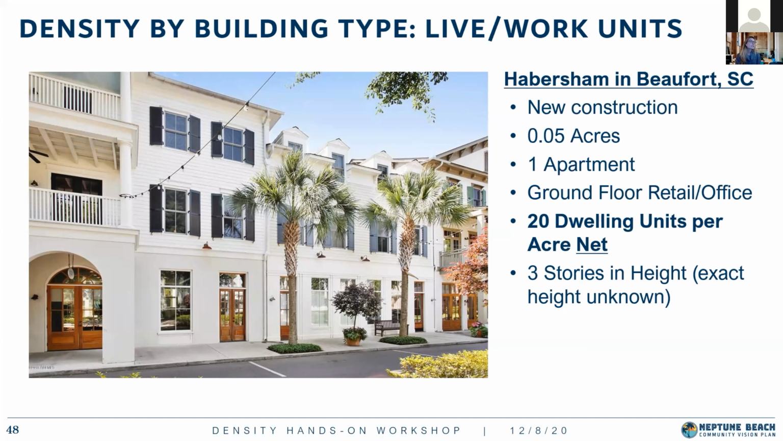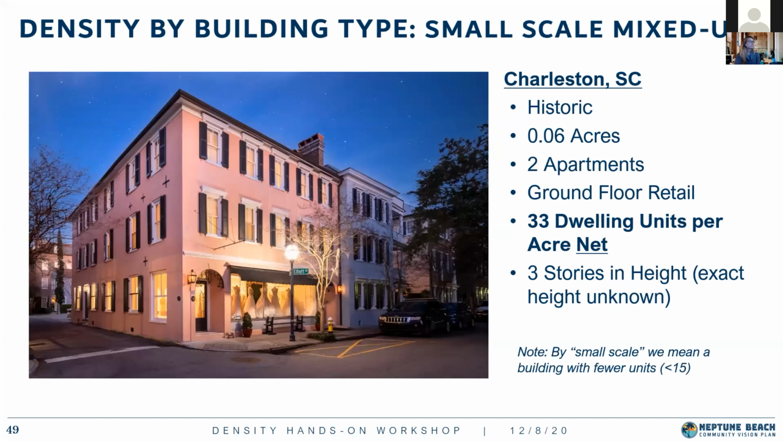So these often have slightly lower densities than you might see in a typical town, in some other developments of similar scale, because some of the space is being utilized for ground floor retail and office. So here's a step up from that. So this is small scale mixed use. So it's not just one apartment over a shop. So this is a historic example in Charleston. The last example is new construction, actually. So these are 2 apartments over ground floor retail, and that's 33 dwelling units to the acre.